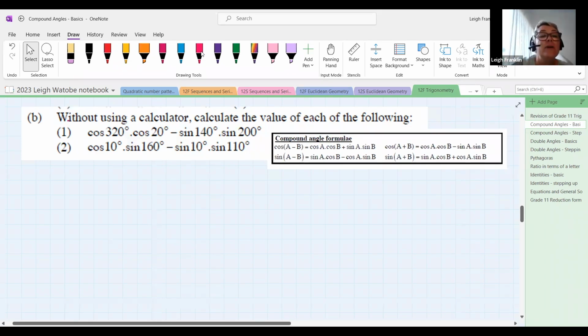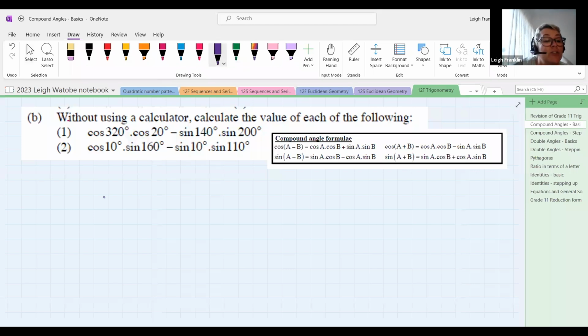Okay, let's have a look at number one. And then when I've done number one, we'll see if you guys can try number two. I know that these are a little bit more challenging. But just hang tight and let me explain number one first, and then we'll see where we go.